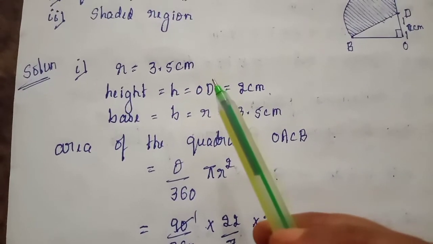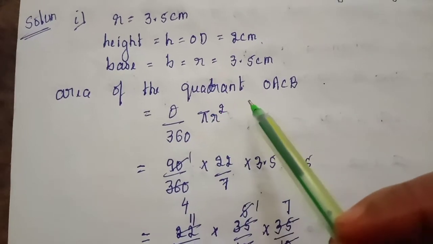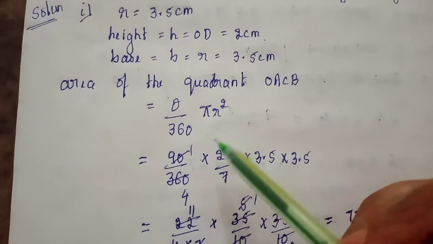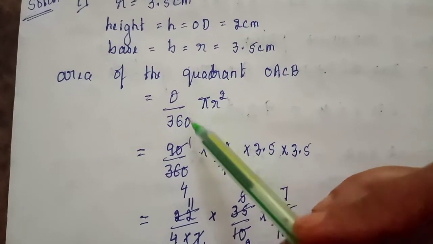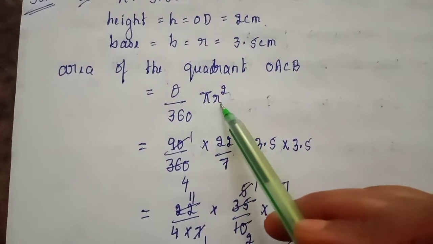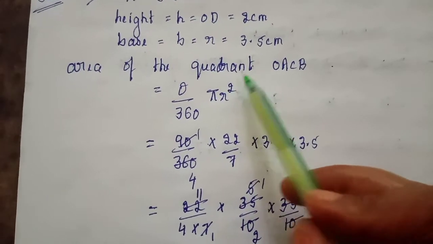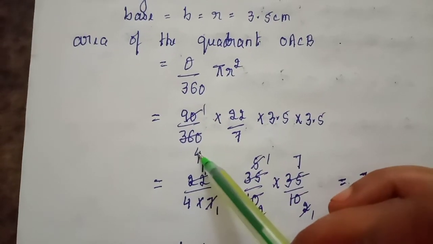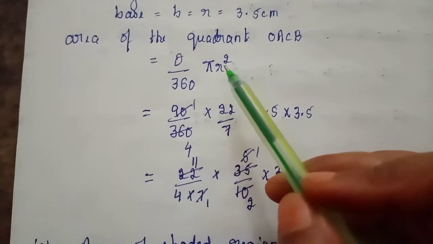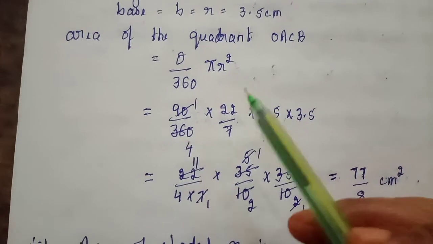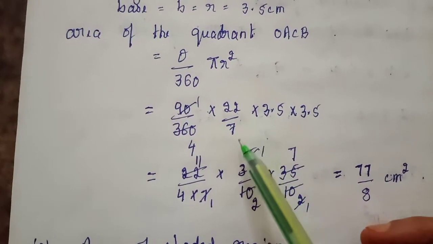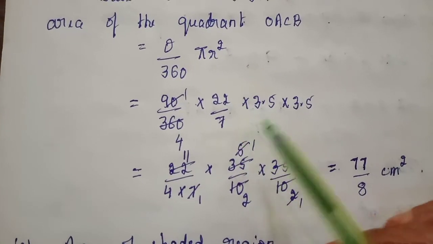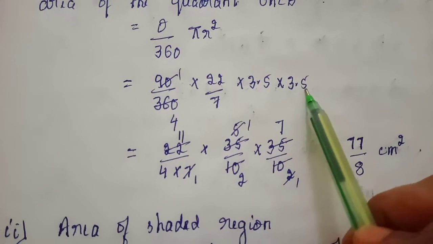Radius is 3.5 centimeter and we need the area of the quadrant. So what is the area of quadrant here? I already said you can directly take pi r square by 4. Here you can see theta by 360 I have written. Theta by 360 into pi r square. Why? Because quadrant is also called a sector. So theta is 90. You can see here 90 4s are 360. So better you remember pi r square by 4 easily. And you take 22 by 7 as the pi value, because it is not mentioned in the question. So take it as 22 by 7. And radius is 3.5 into 3.5.